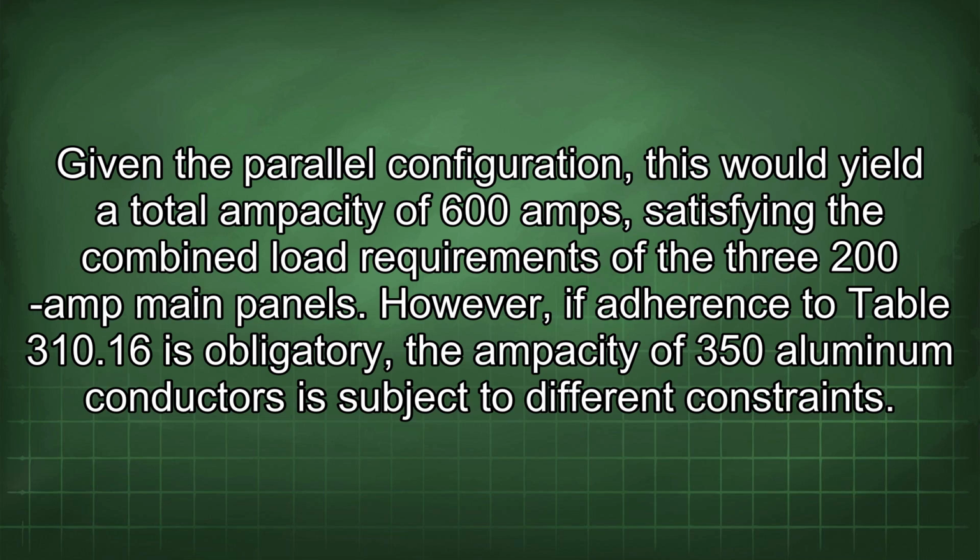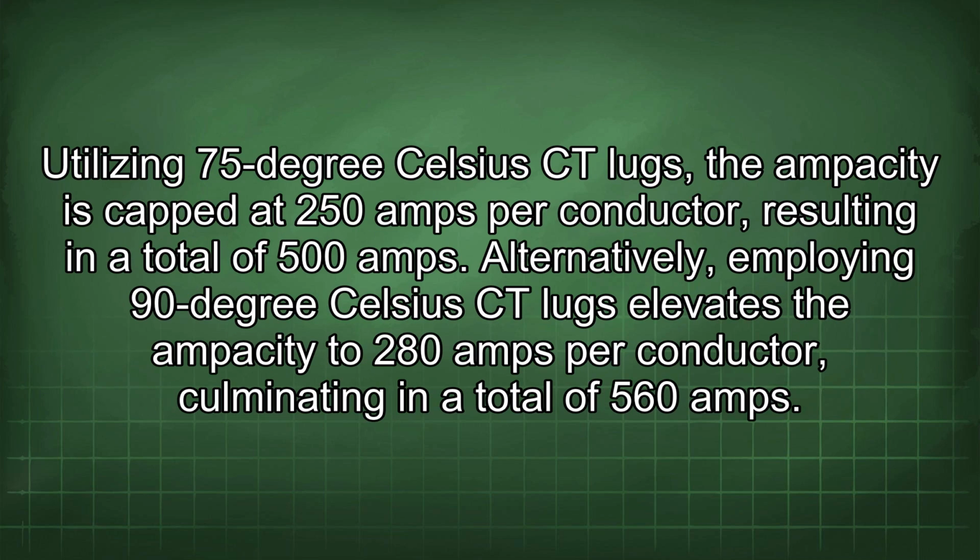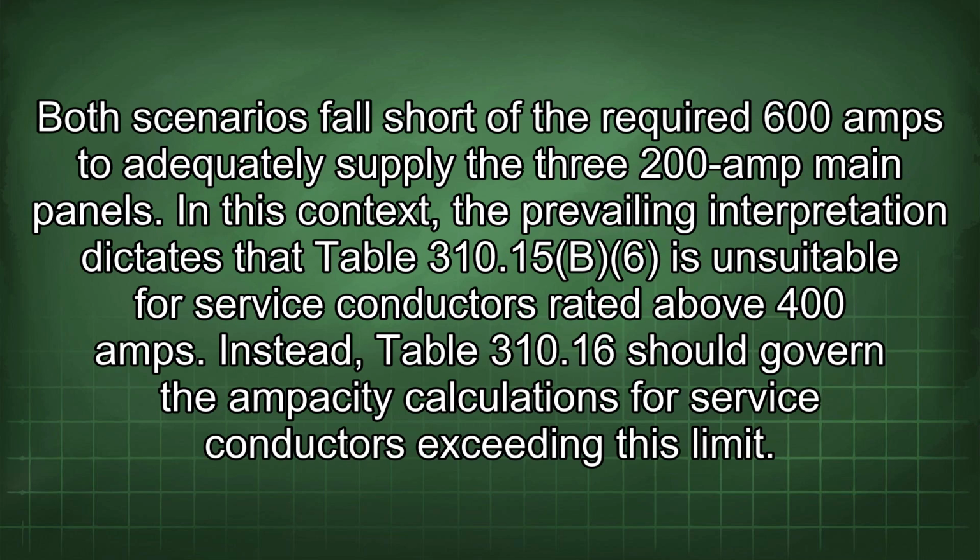However, if adherence to Table 310.16 is obligatory, the ampacity of 350 aluminum conductors is subject to different constraints. Utilizing 75°C CT lugs, the ampacity is capped at 250 amps per conductor, resulting in a total of 500 amps. Alternatively, employing 90°C CT lugs elevates the ampacity to 280 amps per conductor, culminating in a total of 560 amps. Both scenarios fall short of the required 600 amps to adequately supply the 3 200 amp main panels.